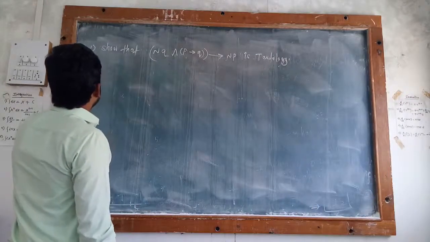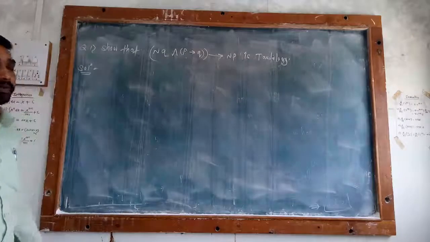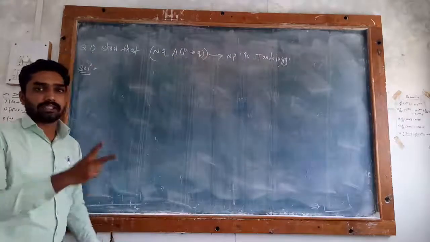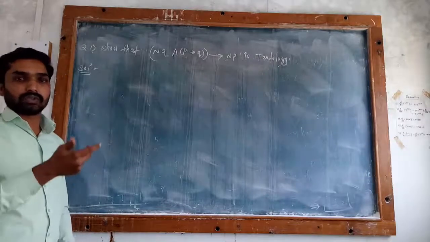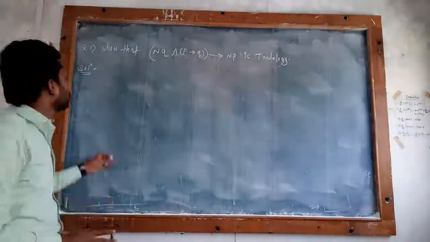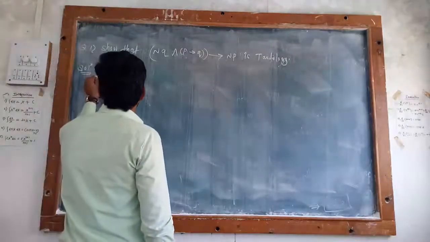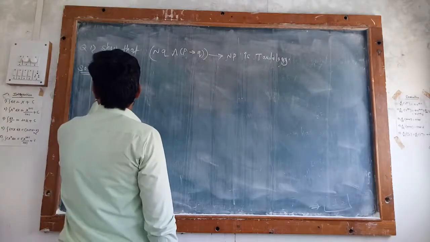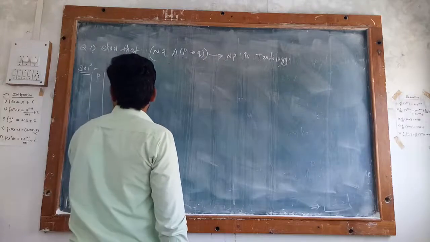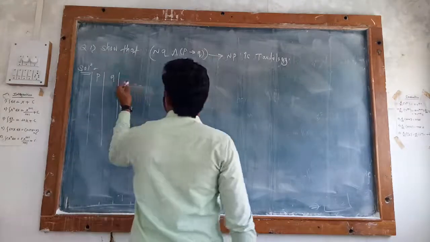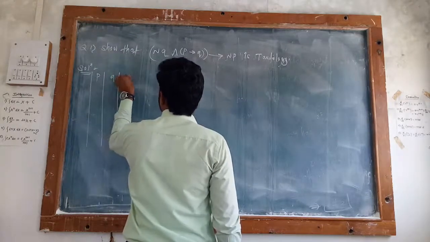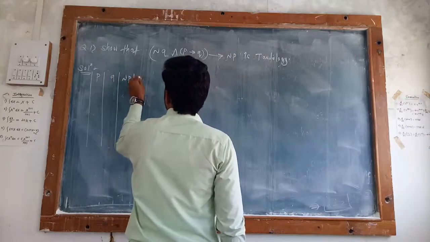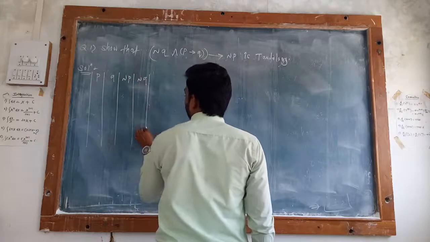We have to make the table for that proposition. We are given propositions P and Q. There are two propositions, that means 2 raised to 2, so there are 4 rows. So make the table. First column for proposition P, second column for proposition Q, third column for negation P, next, fourth column for negation Q.